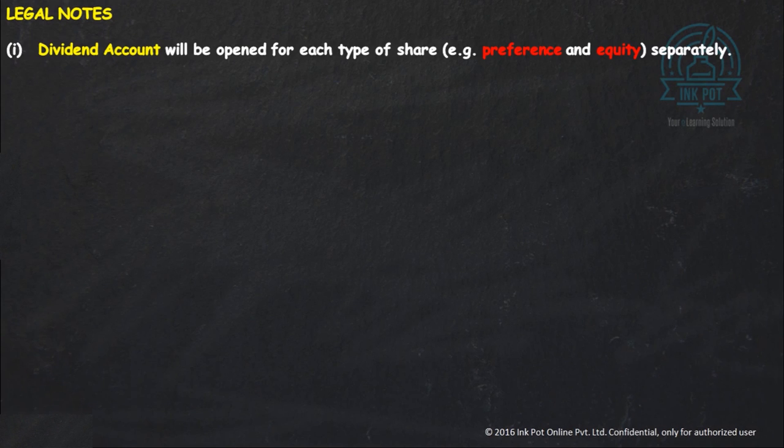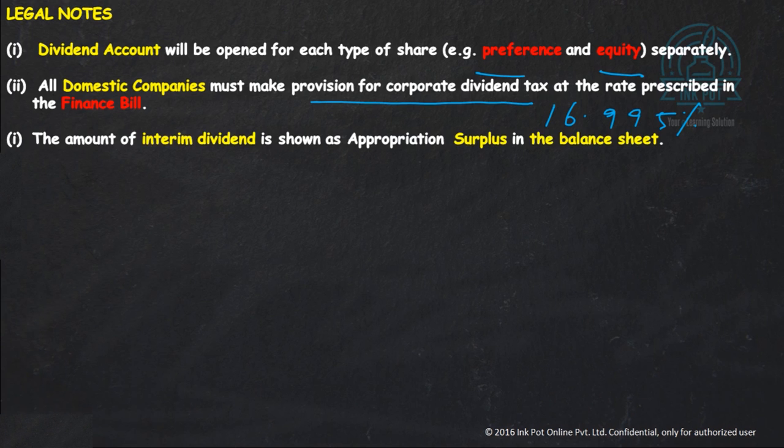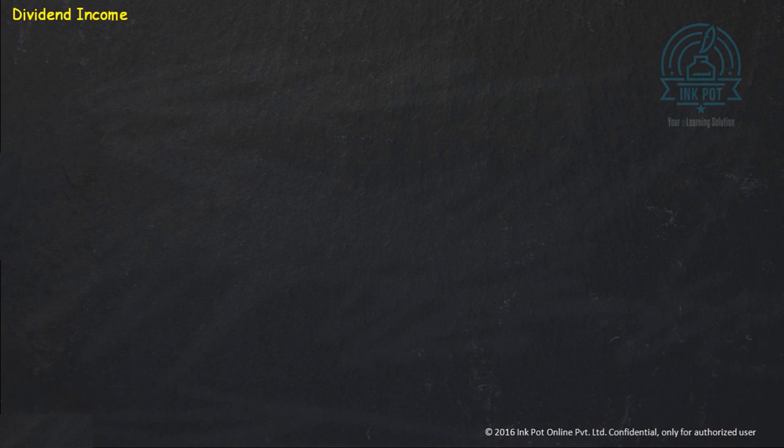First of all, a dividend account will be opened for each type of shares, either preference shares or equity shares, separately. Domestic companies make the provision for dividend tax at the prescribed rate. As per the Finance Bill, the prescribed rate is 16.995%. Interim dividend is shown as appropriation of surplus in the balance sheet. In the same manner, final dividend is also shown in the balance sheet.